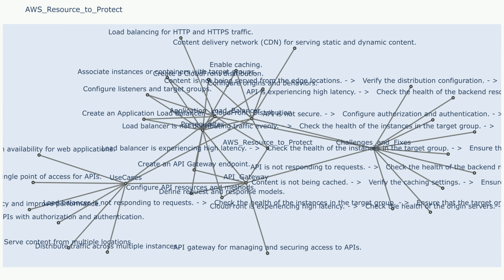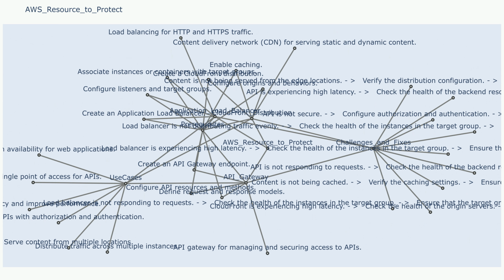Steps. Create an API Gateway endpoint. Configure API resources and methods. Define request and response models. API is not responding to requests. Check the health of the backend resources. Ensure that the API is configured correctly.